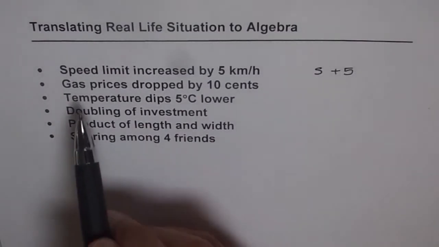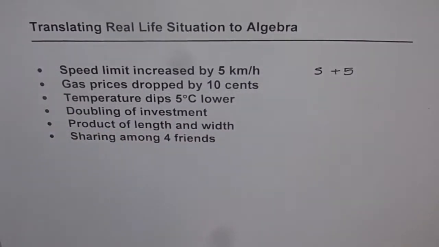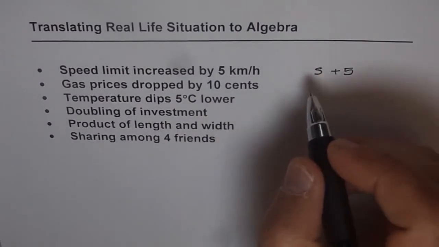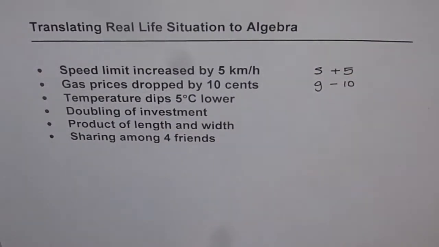Now, second is gas prices dropped by 10 cents. Well, that's kind of a celebrated event, but how can we write it in algebra? So in algebra we can say let the gas prices be G and then it's minus 10 cents. So it's lower for a change. So that's a nice thing, right? So we use operator negative, minus, or subtraction to represent decrease in or drop in prices.